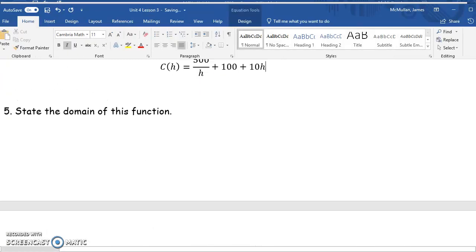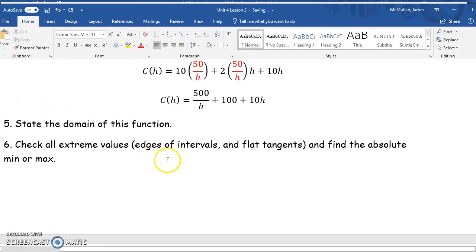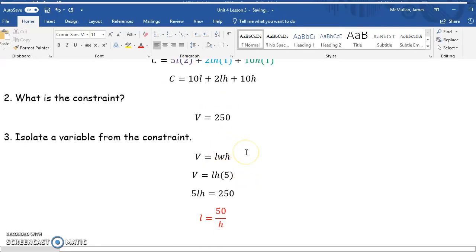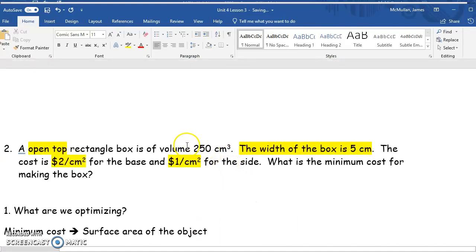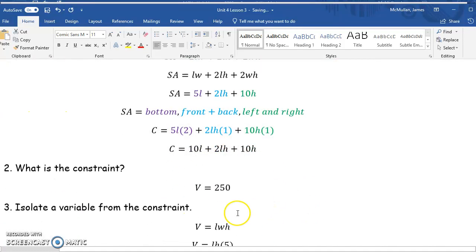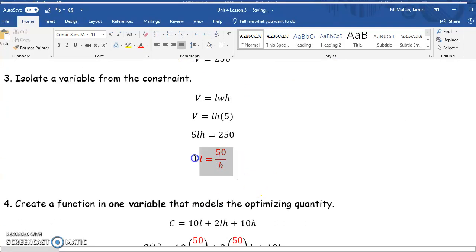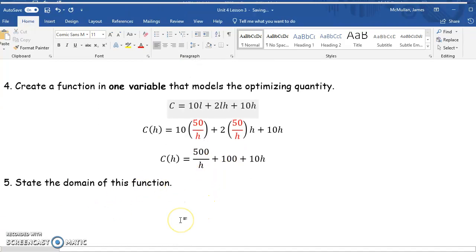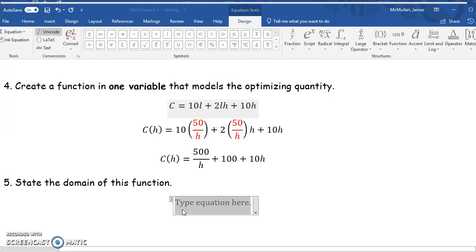Okay? So state the domain of this function. All we know about the function is that the volume has to be 250. So if you go back and think about the volume, L is 50 over H. There really is no restriction in terms of how tall the box could be. You could always make the box narrower to make it taller, and you could always make it shorter to make it longer. So there really isn't a restriction in terms of what values of H would not be allowed.